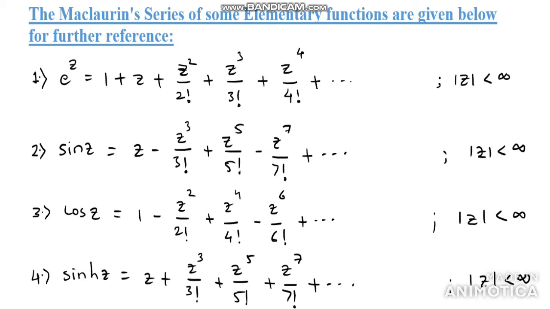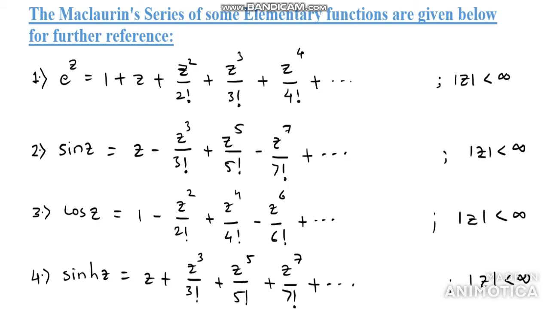Suppose we have the complex function e raised to z. Then the Maclaurin's series expansion of that function is given on the right-hand side, and it is valid only in the region modulus of z is less than infinity. That is, modulus of z is a finite number, so for that this expansion is valid. So e raised to z is equal to 1 plus z plus z square divided by 2 factorial plus z cube divided by 3 factorial plus z raised to 4 divided by 4 factorial plus and so on.